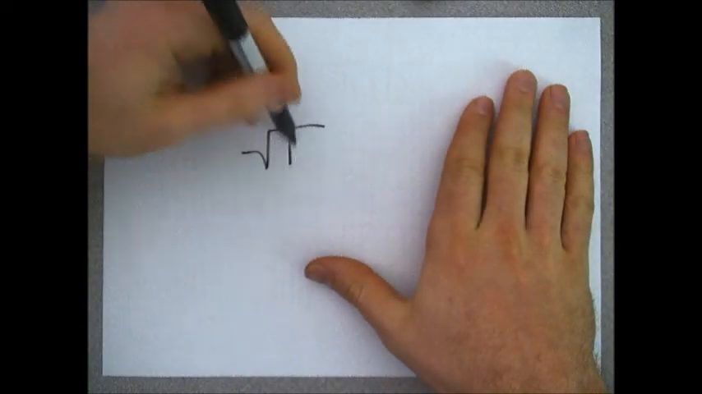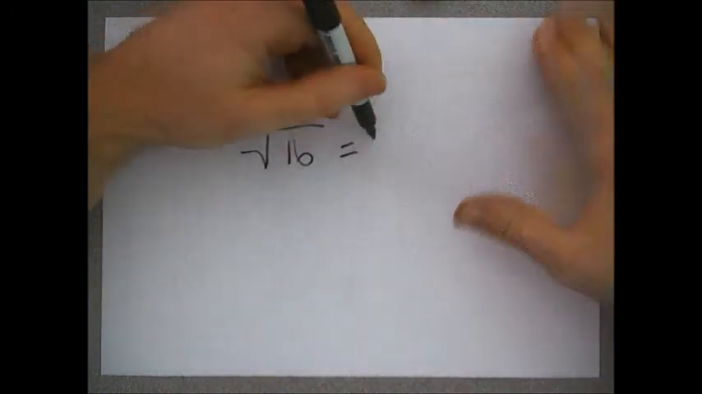Okay, Unit 5 study guide. Number 1, square root of 16 is 4.